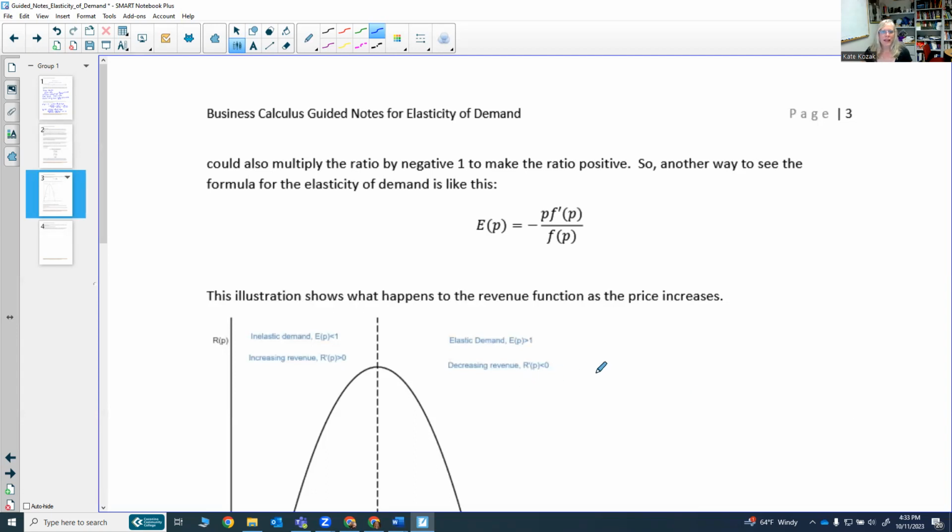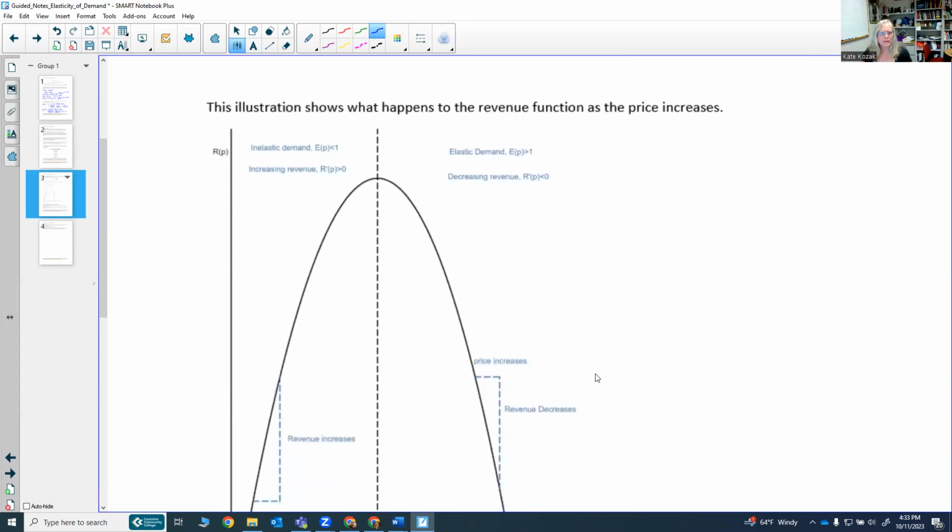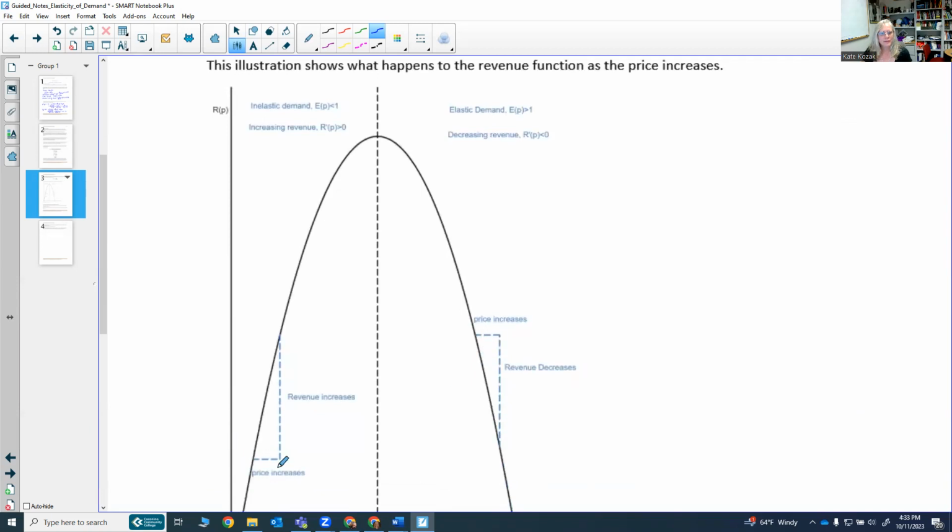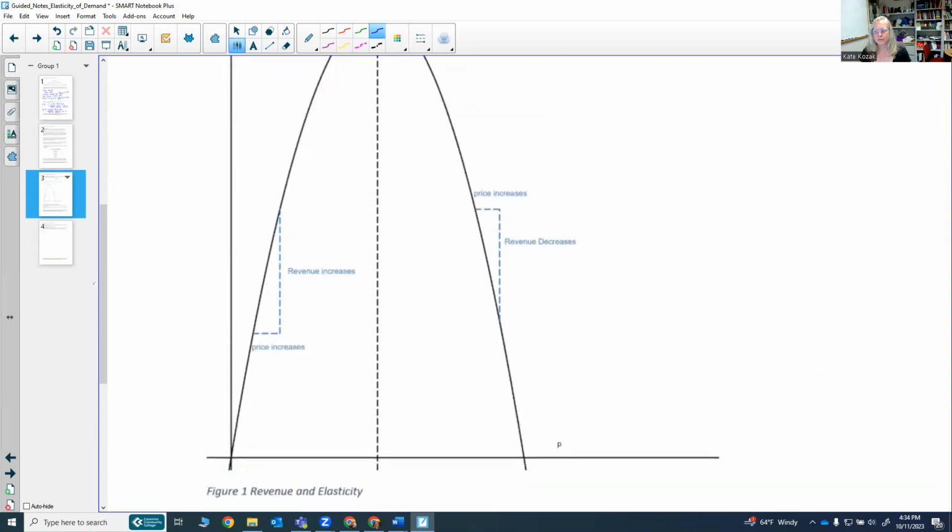This illustration shows what happens to the revenue as the price increases. As the price increases and the revenue function is increasing, the revenue will increase. The elasticity of demand, E of P, is less than 1, and with increasing revenue, R prime is greater than 0. On the other hand, if you're decreasing revenue, so R prime is less than 0, then as the price increases, the revenue decreases, and your elasticity of demand is greater than 1.